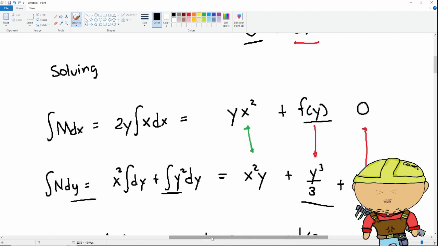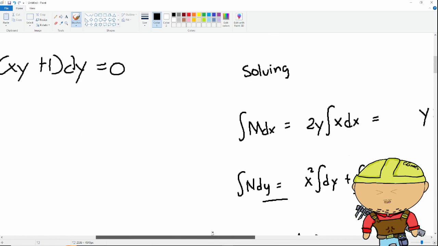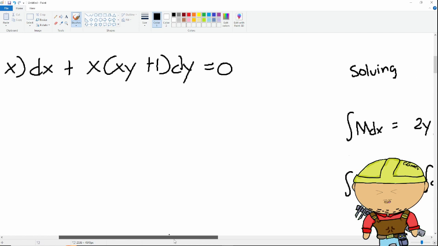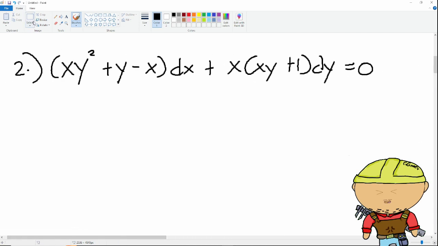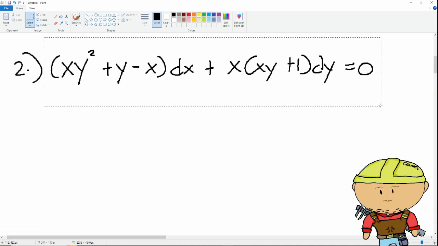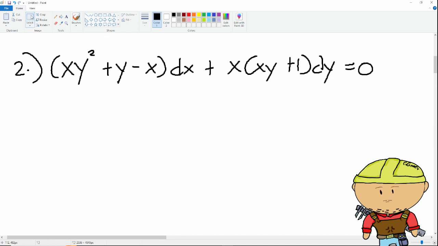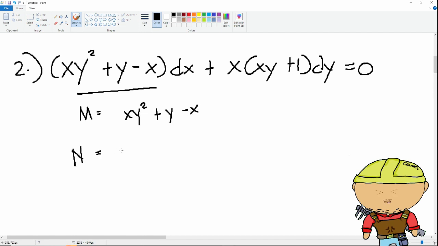Let's solve another one. So what we did here, we're gonna repeat this process. So let's solve number 2. First, let's test for exactness. Identify m first. M is the terms beside dx: xy squared plus y minus x. N is equal to x squared y plus x.